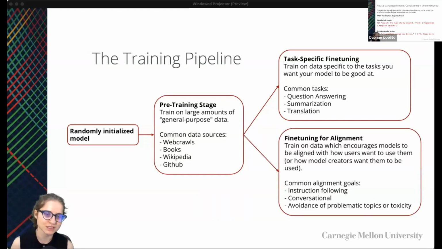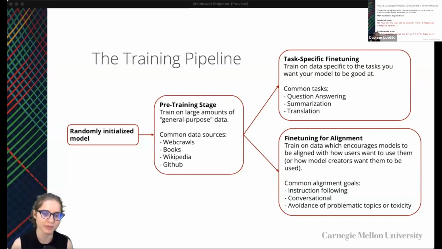And so this led to the innovation that we don't need to fine-tune for specific tasks. We can just fine-tune for alignment in general. So we can train on data that encourages the models to be aligned with how users want to use them or how the model creators want us to use them. For example, OpenAI's models will not give you instructions on how to make a bomb, even if you want instructions on how to make a bomb.